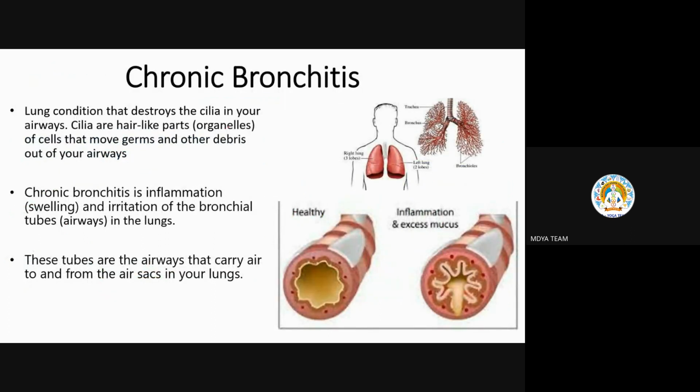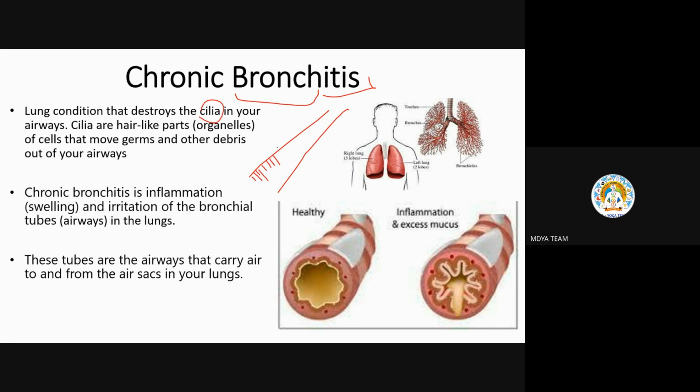Now, chronic bronchitis. Again, I told you, itis means inflammation, and bronchial tubes, it is bronchi. So the lung condition is very simple to understand. It is a lung condition that destroys the cilia in your airways. So what is cilia? This is your bronchial tubes, very bad diagram. There are very small hair-like projections in the inner walls of your tubes. These cilia-like projections are also present in your nasal passage.